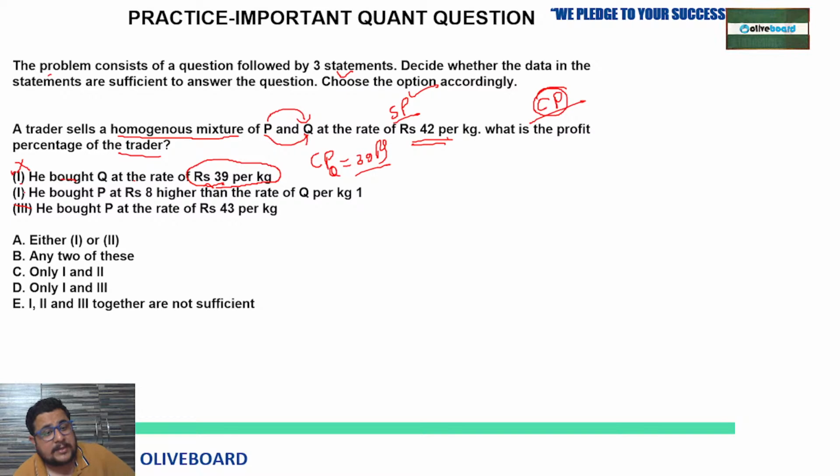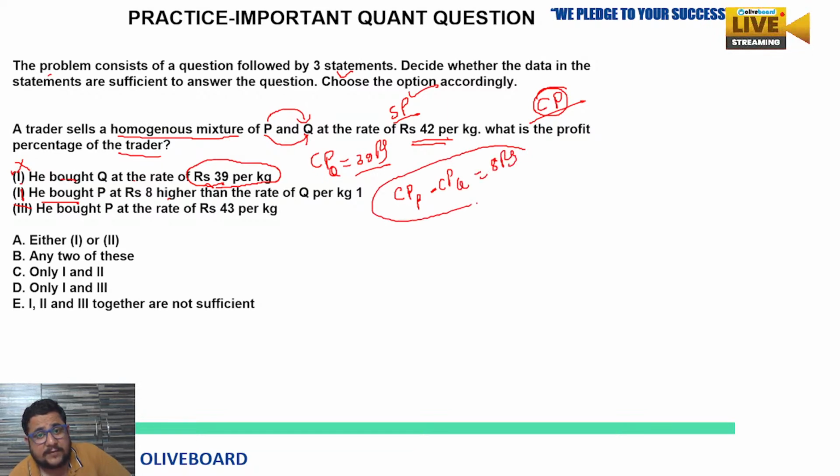Now second statement: he bought P at rupees 8 higher than the rate of Q per kg. So by this what can we get? The cost price gap. The cost price of P is 8 rupees higher than the cost price of Q. So cost price of P minus cost price of Q is equal to 8 rupees. This is what is given in the second statement. Third one: he bought P at the rate of 43 rupees per kg.